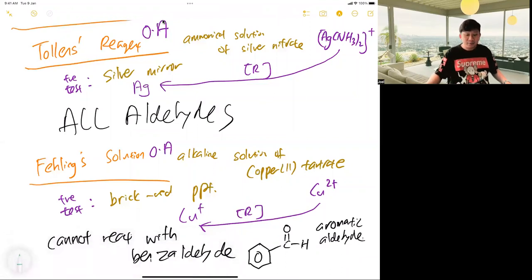Fehling is what? F word. F word sucks, right? F word is bad, so it's lousy. So for R, what is R? R is the alkyl. But the benzene is also counted. Yes, it can also. And basically it's a carbonyl attached to benzene or carbon.